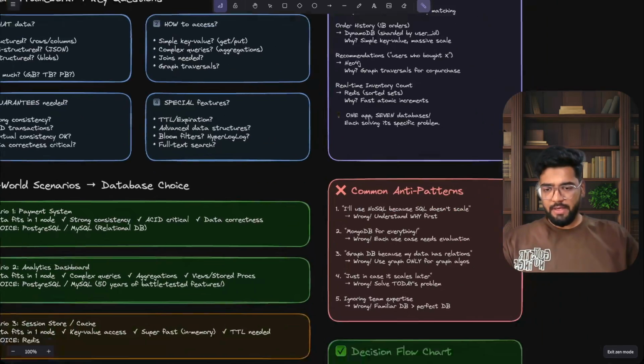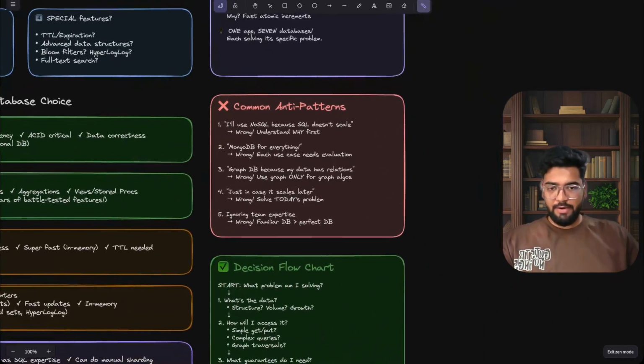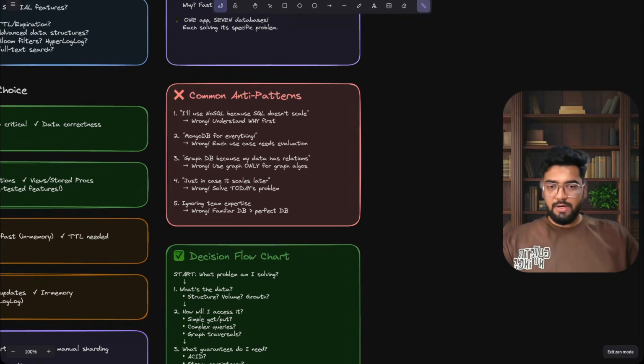Now, before jumping into some real world scenarios, let's understand the common anti patterns that you should avoid. So, first is, I'll use NoSQL because SQL doesn't scale. We have already discussed it. It's not completely true. Second is MongoDB for everything. This is a common misconception. Most of the people use MongoDB for everything. Well, it is good for many of the cases, but not all of the cases.